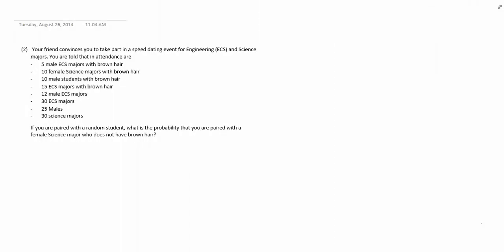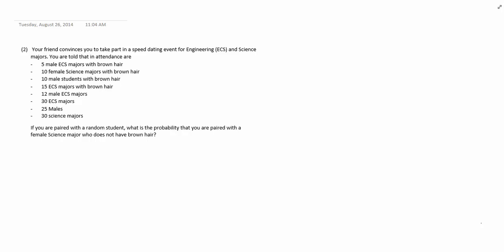The second problem from these pre-lecture notes is slightly more complicated in that it involves a Venn diagram of an intersection of three separate events. So we're going to talk about how to use the principles of Venn diagrams to figure out a problem like this, and also how to represent the events of interest as a set theoretic operation. So here, your friend convinces you to take part in the speed dating event for engineering and science majors, and you're given a bunch of information here.